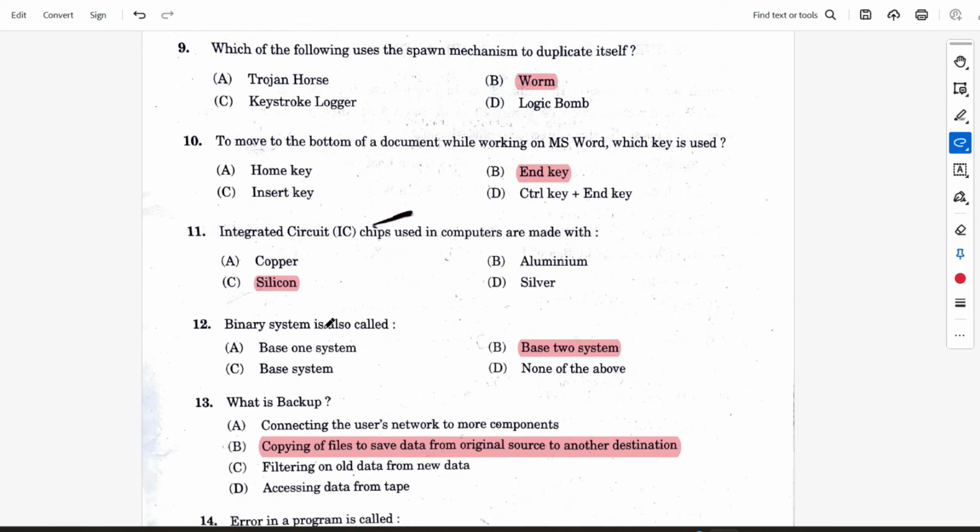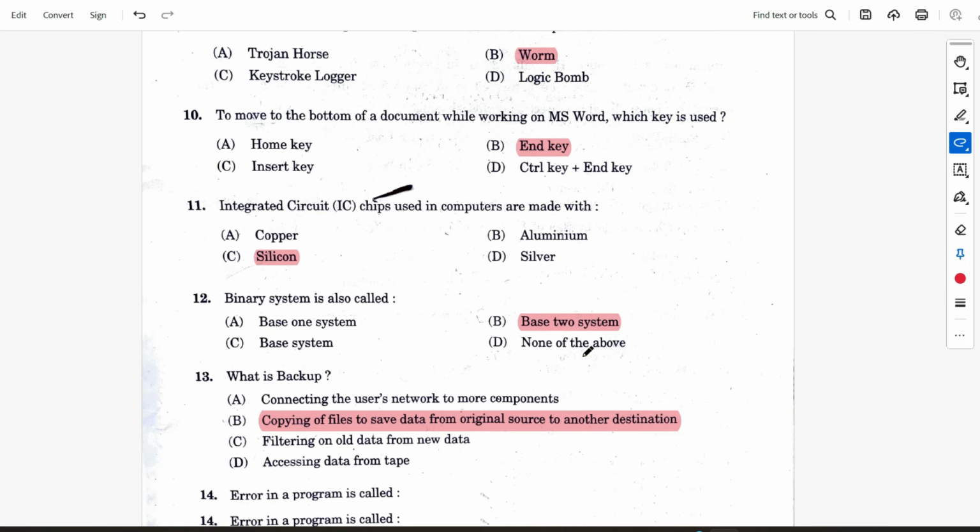The binary system is also called the base 2 system. Only the numbers 0 and 1 are there in the binary system, so the base of that number system is 2. The base of the decimal system is 10, and the base of the octal system is 8. So the binary system is a base 2 system.